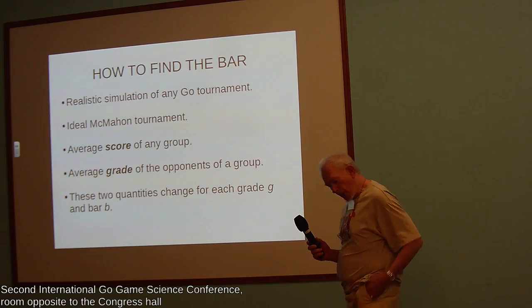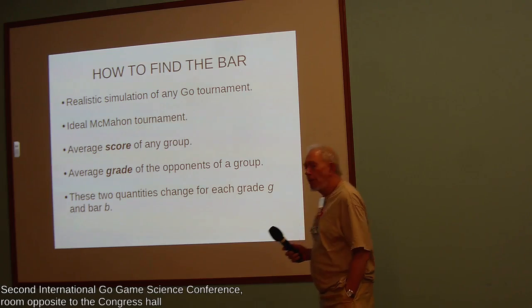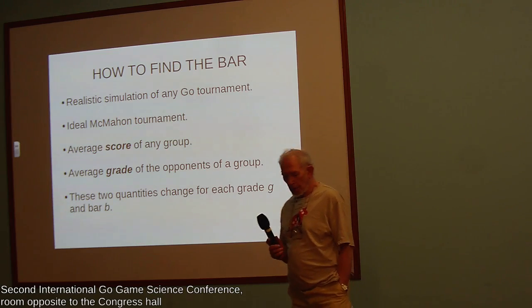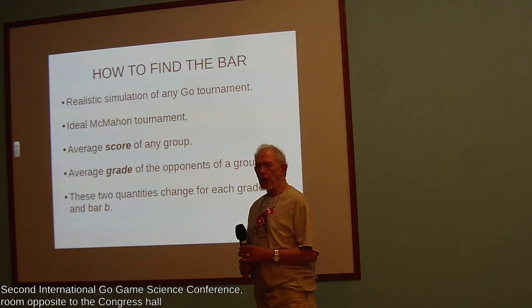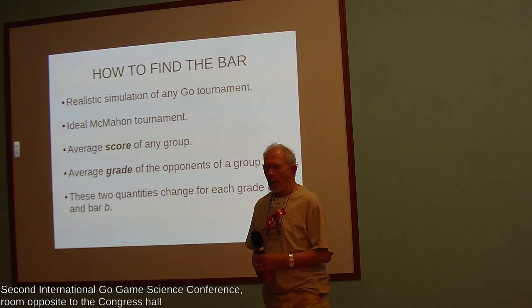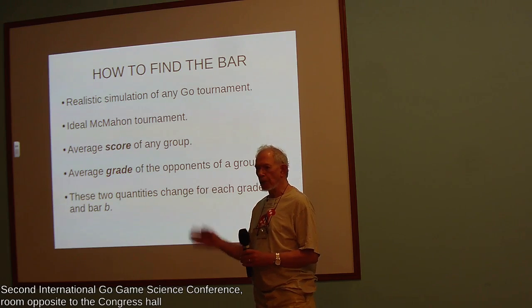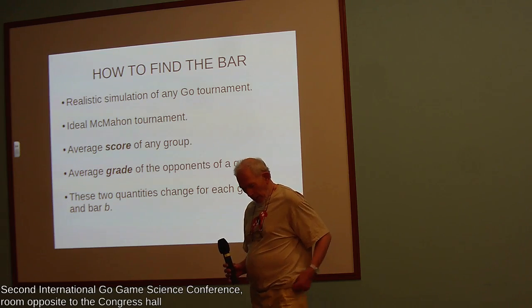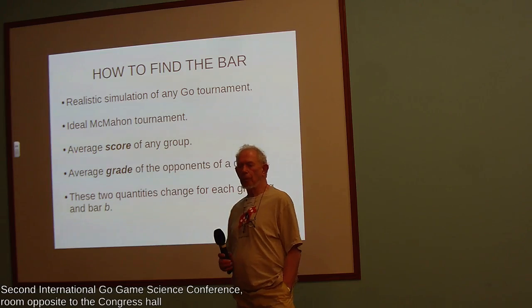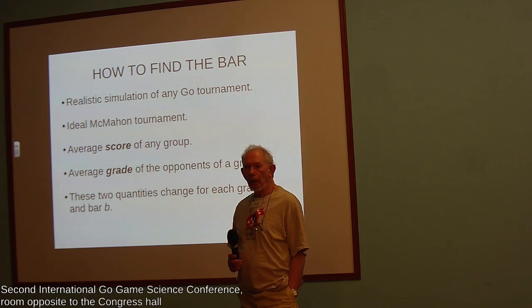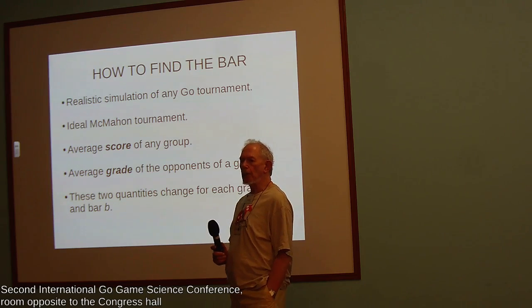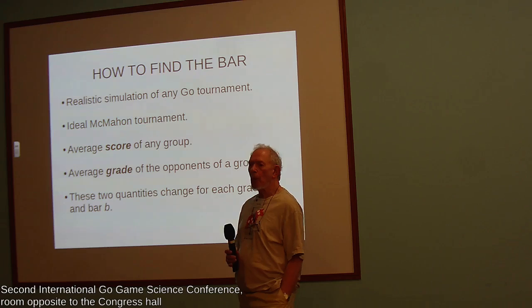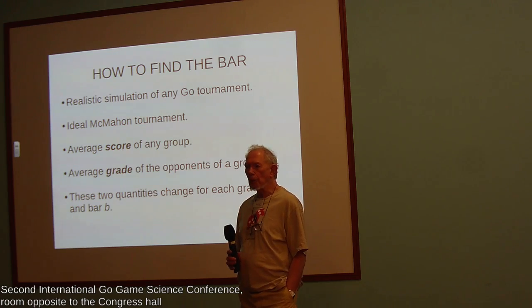Good afternoon. The bar in a McMahon tournament is quite important and has traditionally been set by tables which tell you for each number of rounds a certain population of players above the bar. One of the main guidelines is that only those players who have a realistic chance of winning should be above the bar. And one of the big problems I have is, what do you mean by a realistic chance of winning?